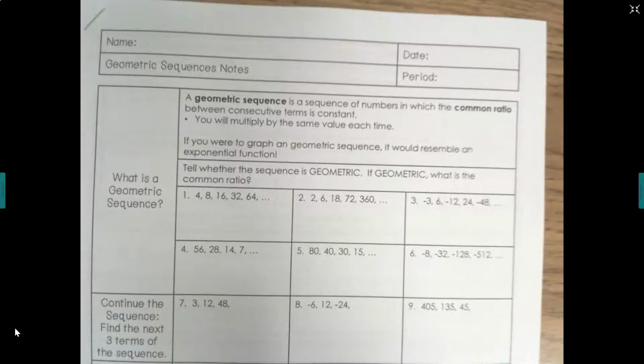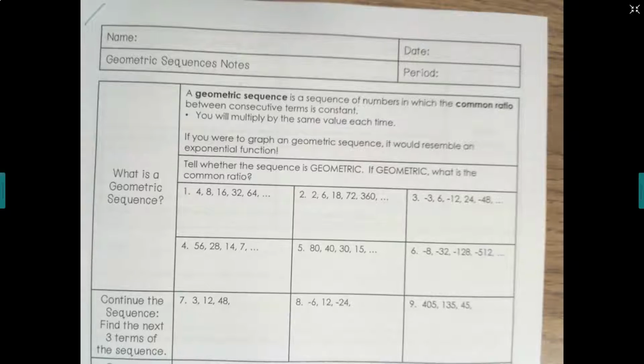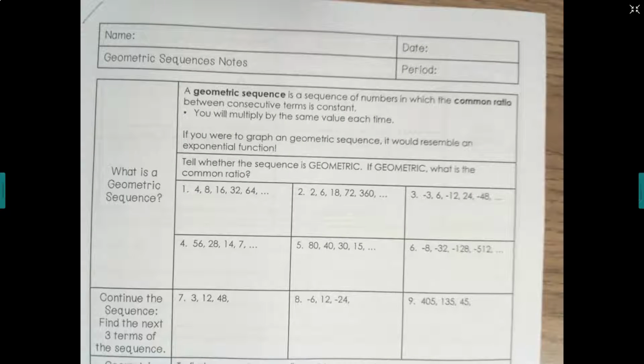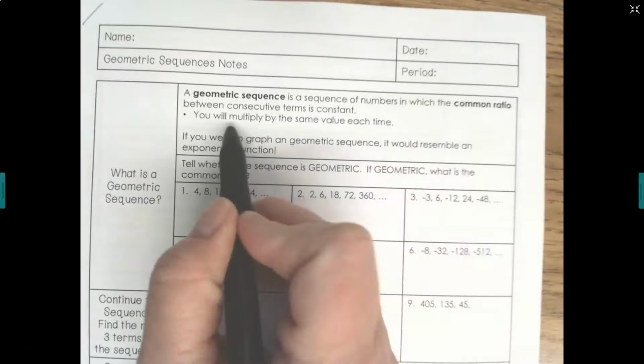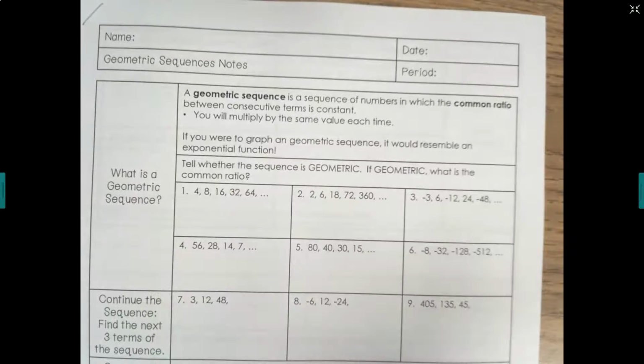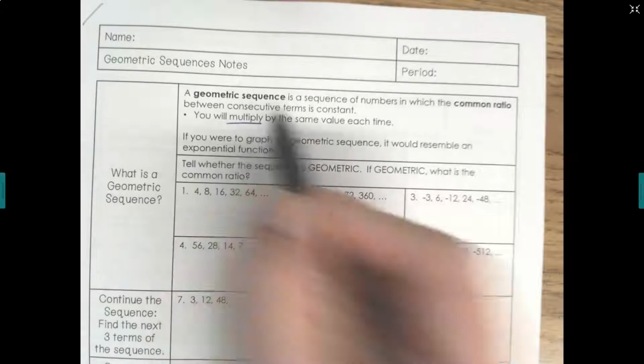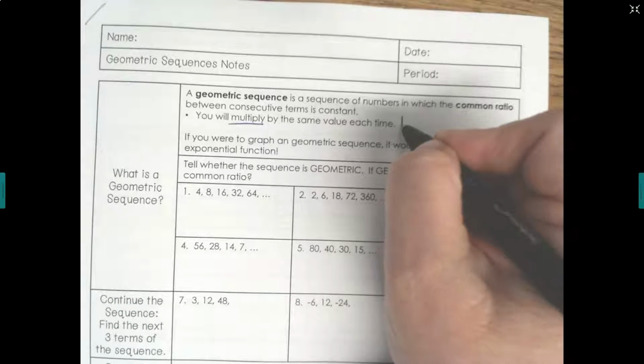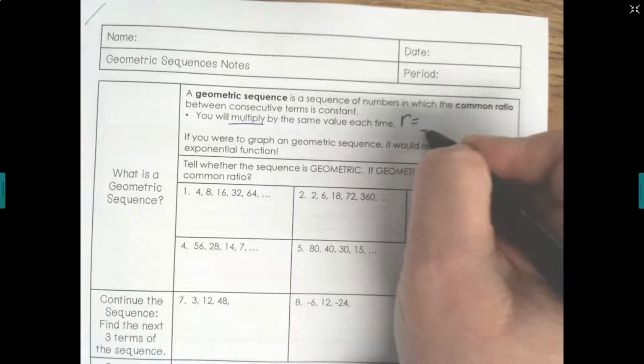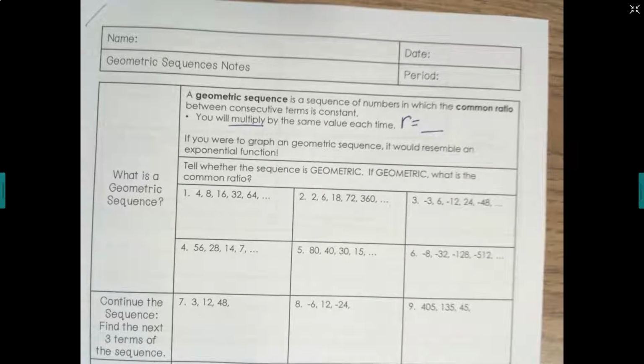So a geometric sequence is a sequence of numbers in which the common ratio between consecutive terms is constant. A constant ratio means you will multiply by the same value each time. The common ratio is noted by r equals whatever you're multiplying by each time. If you were to graph a geometric sequence, it would resemble an exponential function. So it's related to what we've been talking about.